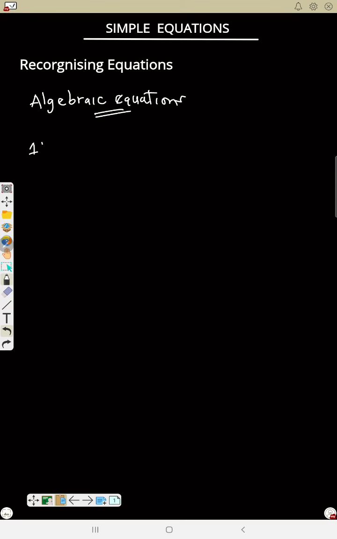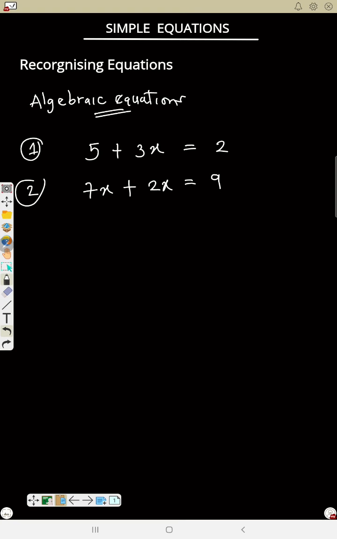Let's do this together. Form any algebraic equation. You can say 5 plus 3x is equals to 2. This is algebraic equation because I have a number with alphabet. 2. 7x plus 2x is equals to 9. This is algebraic equation because I have a number with alphabet.